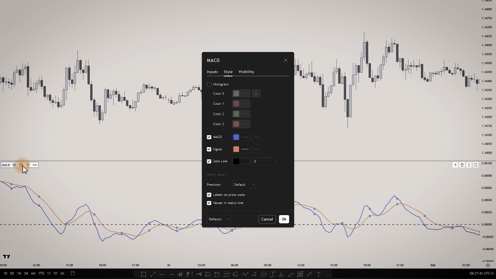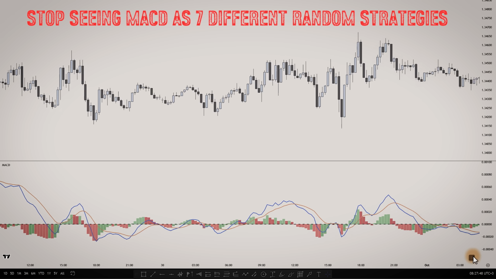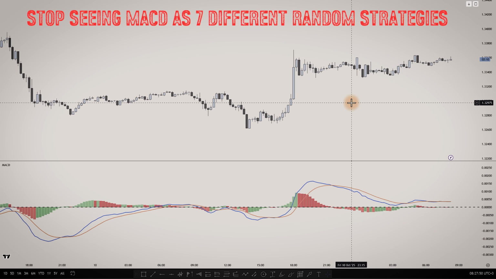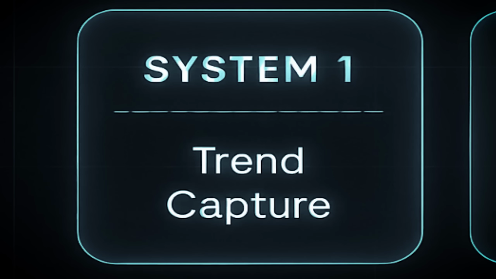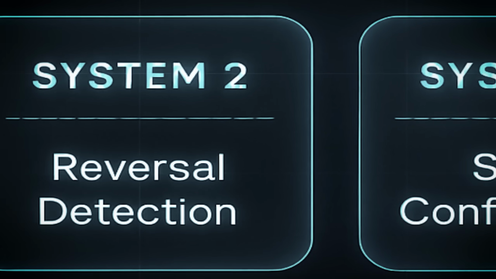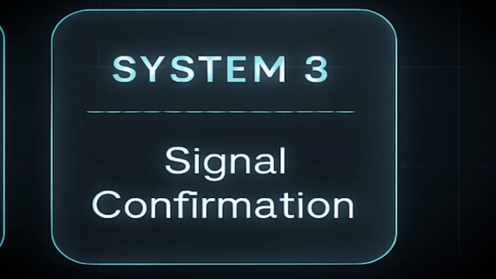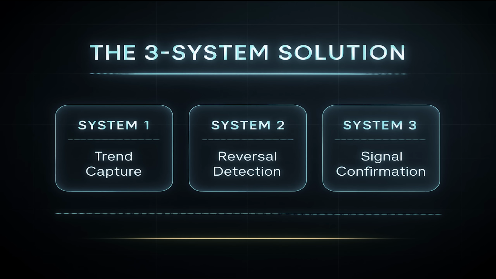Here's what changed everything for me. I stopped seeing MACD as 7 different random strategies and started seeing it as 3 complete systems. Each system has one specific job. System 1 catches trends. System 2 catches reversals. System 3 confirms both. That's it. 3 systems. Together, they're absolutely unstoppable.